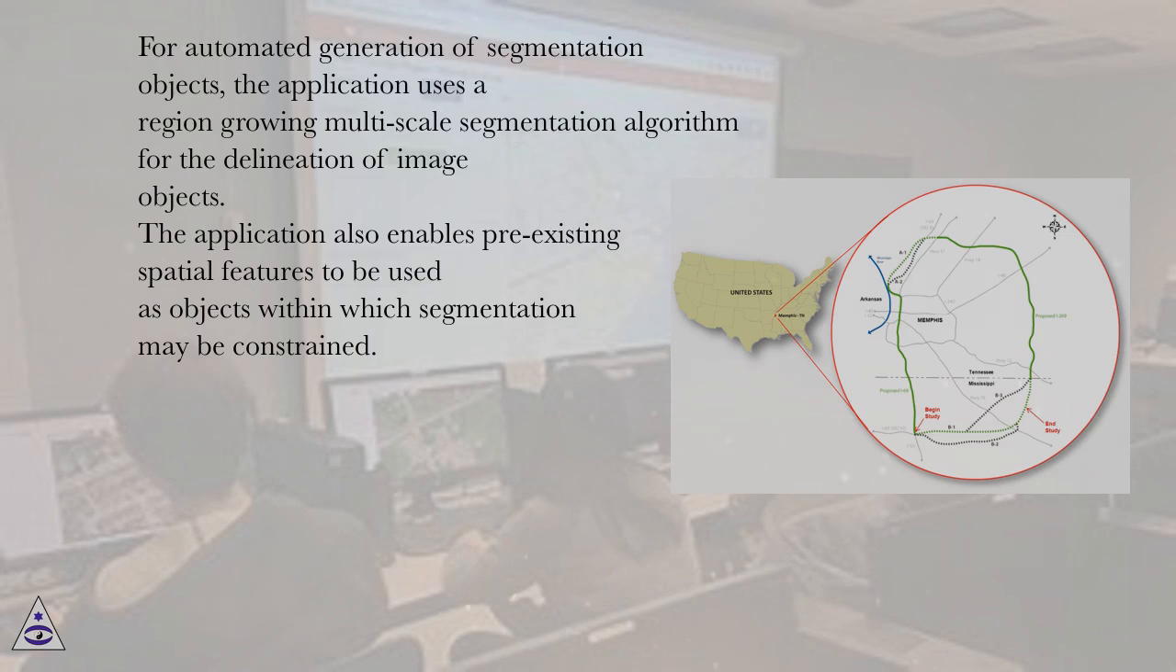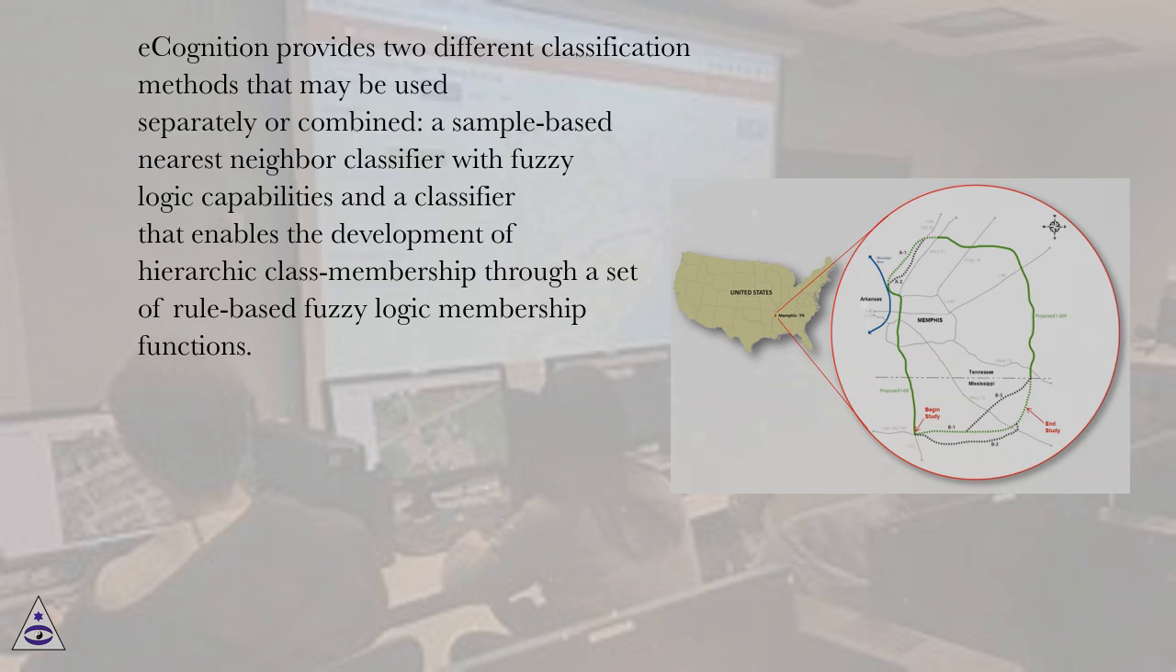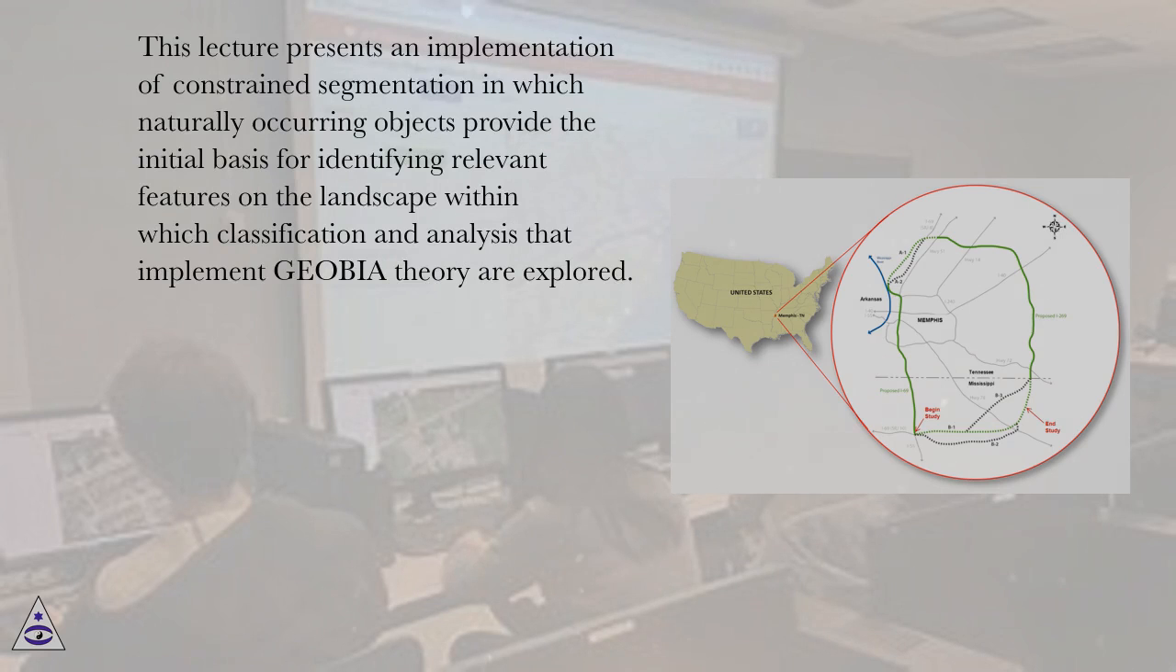For automated generation of segmentation objects, the application uses a region-growing multi-scale segmentation algorithm for the delineation of image objects. The application also enables pre-existing spatial features to be used as objects within which segmentation may be constrained. eCognition provides two different classification methods that may be used separately or combined, a sample-based nearest neighbor classifier with fuzzy logic capabilities and a classifier that enables the development of hierarchic class membership through a set of rule-based fuzzy logic membership functions.